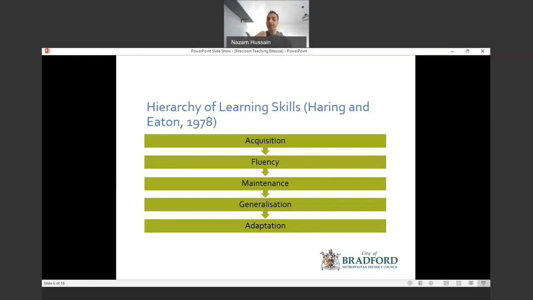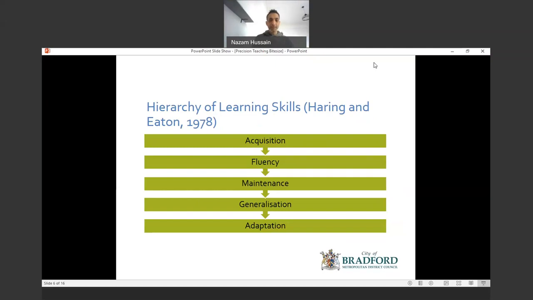Fluency is when you get on to more speed and accuracy. Maintenance is where, after a point in time, you're able to demonstrate those skills at an independent level. Generalization is when you're transferring those skills between different contexts. And adaptation is when you use those skills and knowledge in very creative ways.